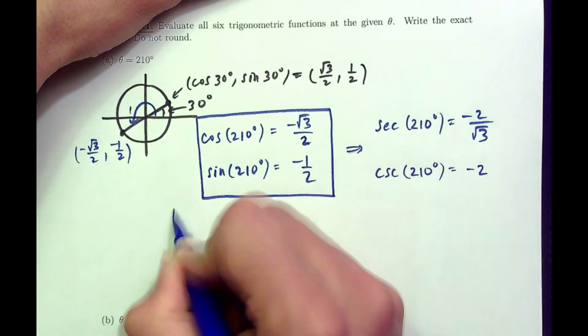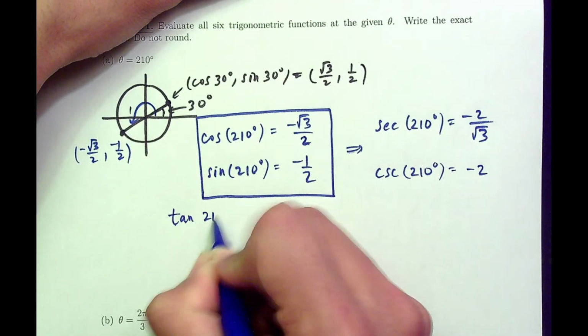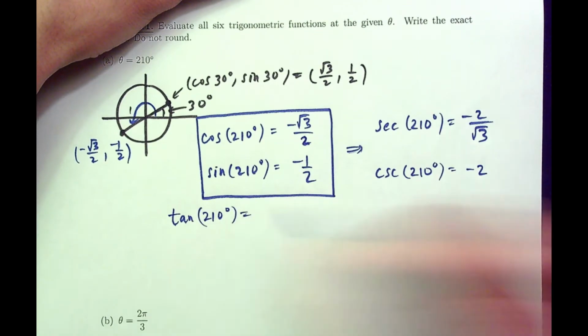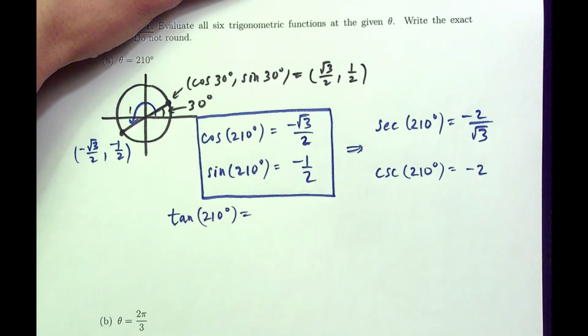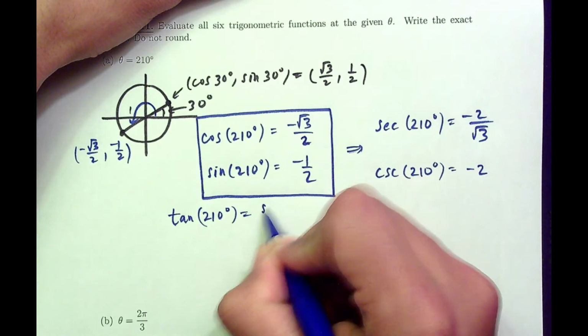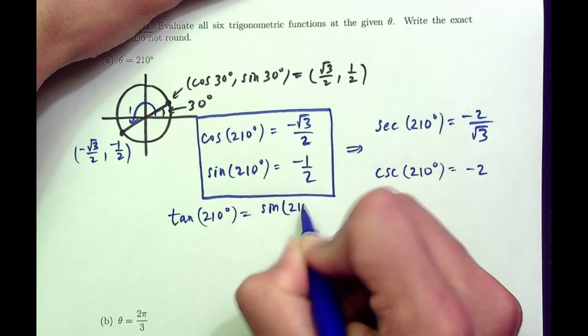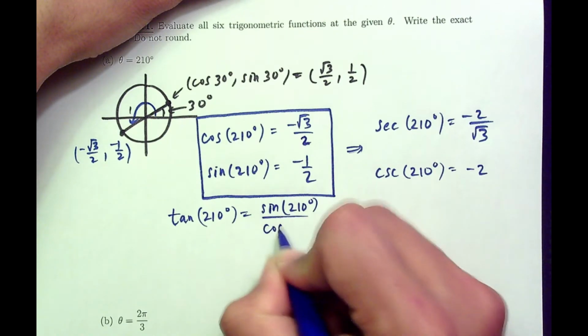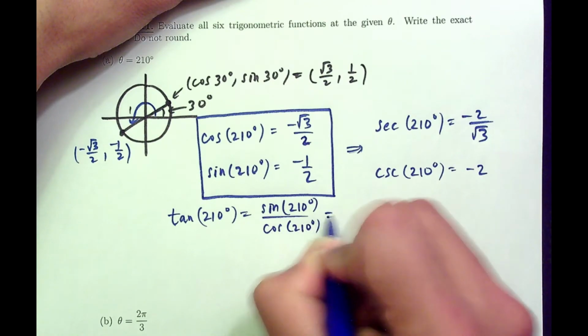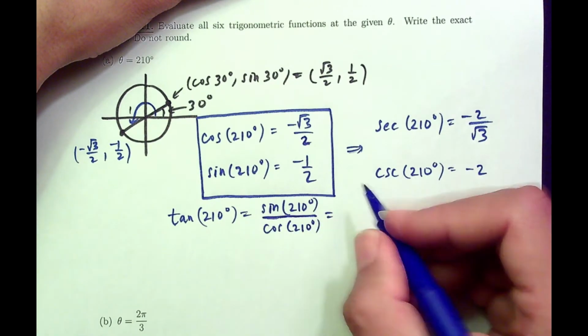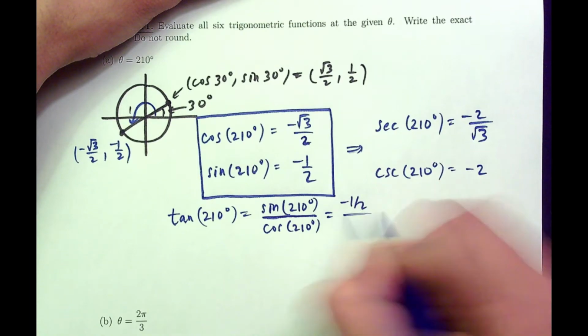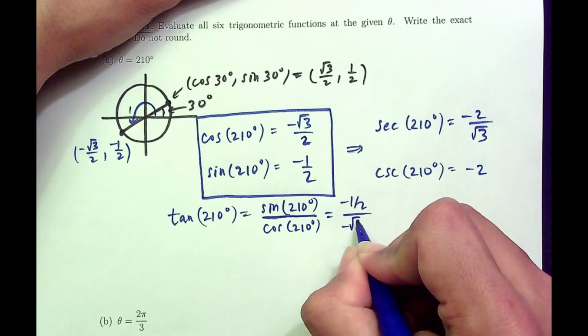Then we have the tangent. The tangent is sine over cosine. Sine over cosine: sine is negative a half, and the cosine is negative square root of 3 over 2.